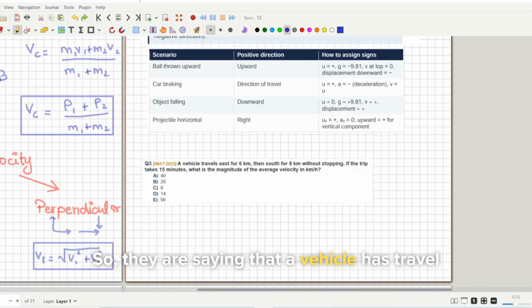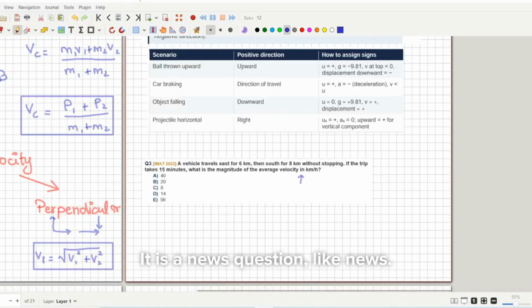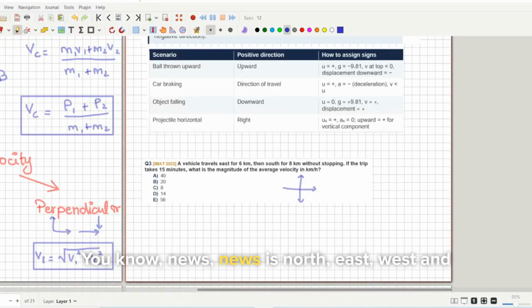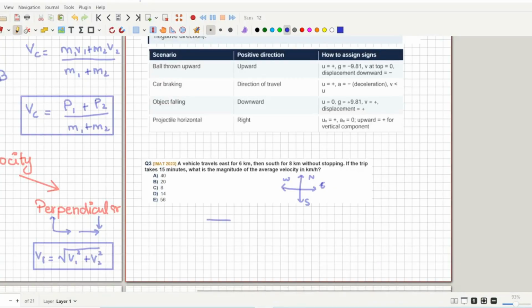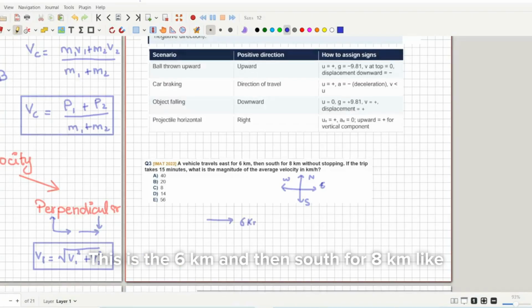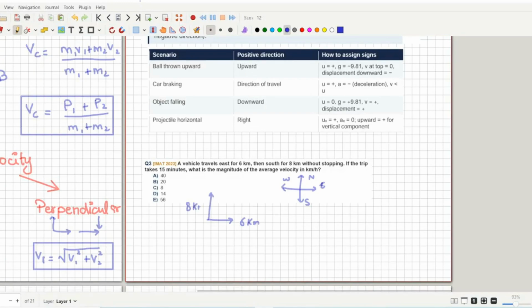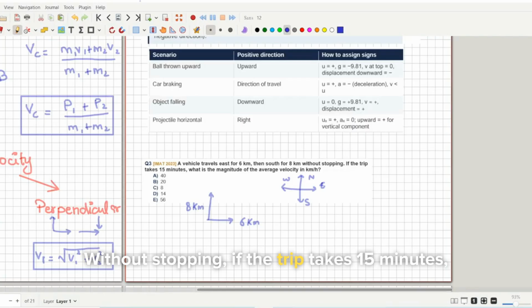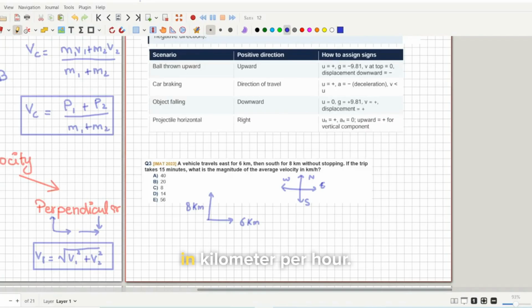So they are saying that a vehicle has traveled east for 6 kilometers. It is a NEWS question, you know, NEWS is north, east, west and south. So they are saying a vehicle has traveled in the east direction for 6 kilometers, and then south for 8 kilometers, without stopping. If the trip takes 15 minutes, what is the magnitude of the average velocity in kilometer per hour?